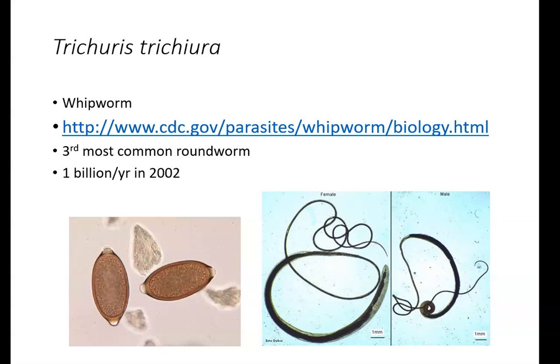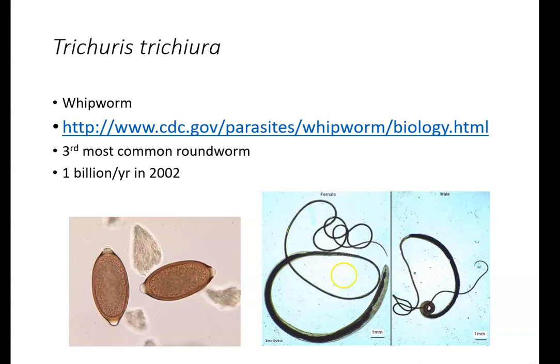But they call them whipworms because here's the adult female, and you see this long, skinny tail that looks like a whip. And there's the male, and again, a long, skinny tail that looks like a whip. We don't normally see the worms. The worms are actually pretty darn big, but we don't normally see them.